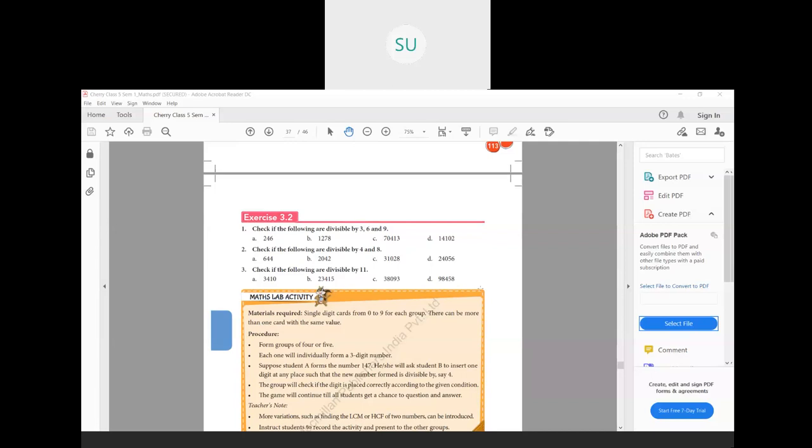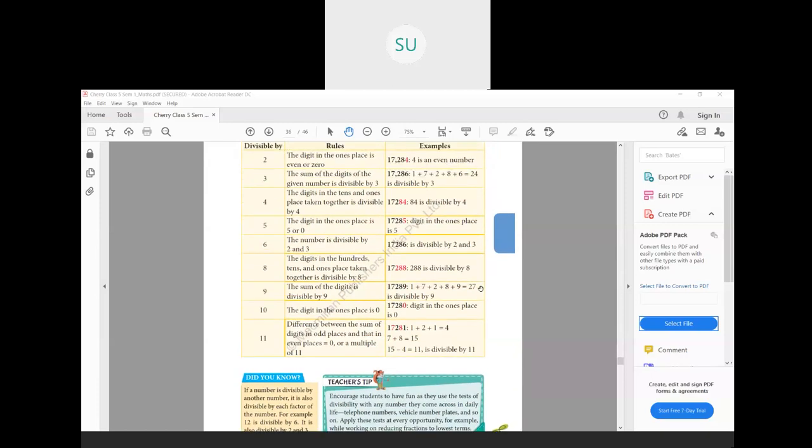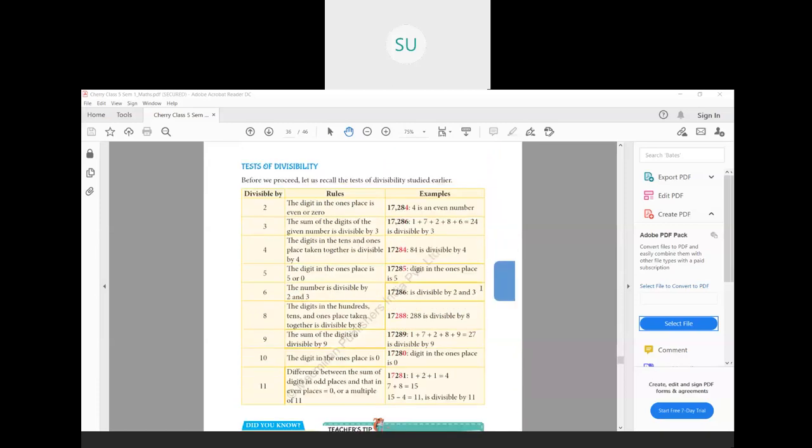Students, do your homework and try to learn the rules of divisibility for 2, 3, 4, 5, 6, 8, 9, 10 and 11.